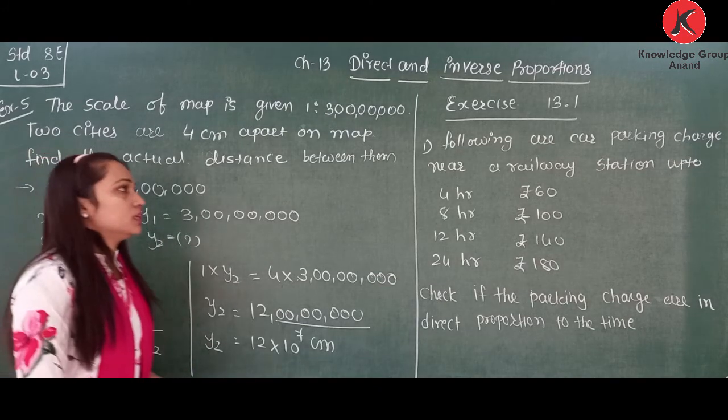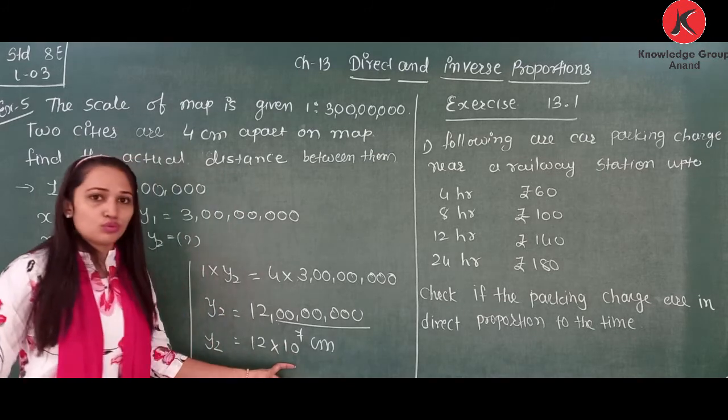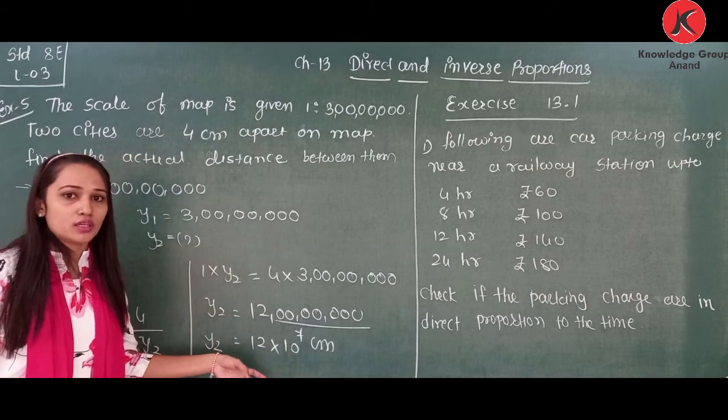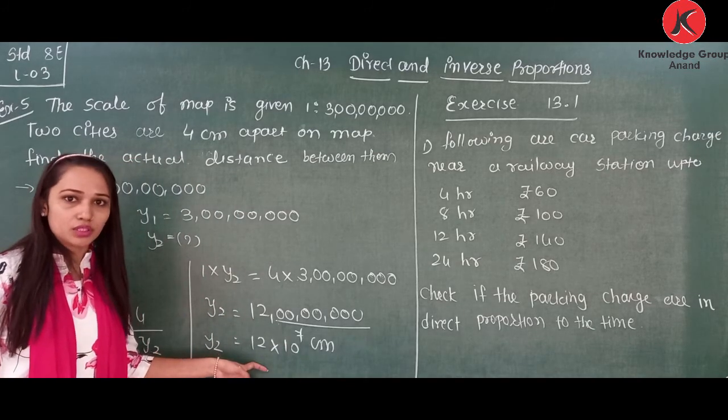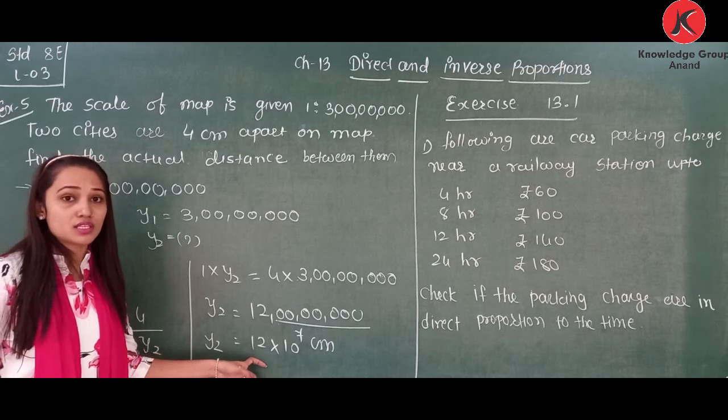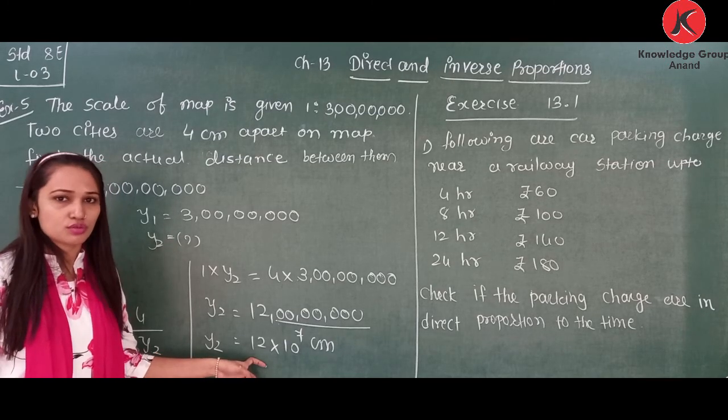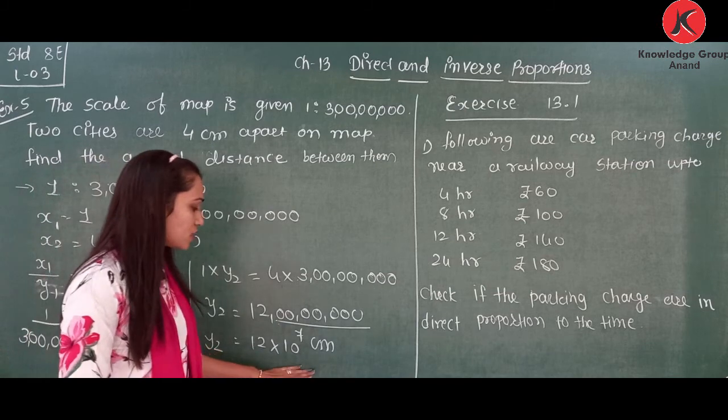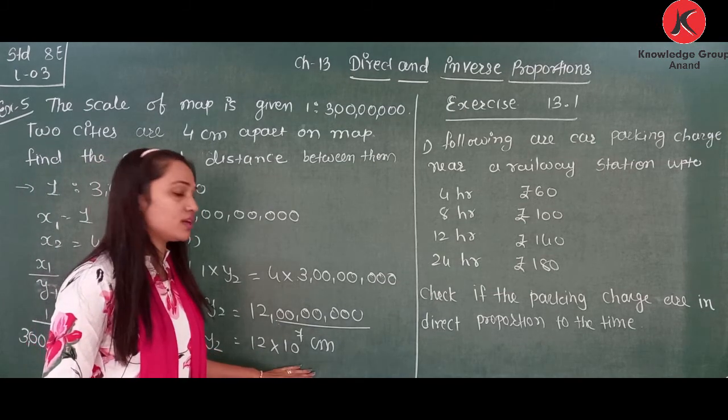Clear? Now next, you can also convert this into kilometers. 1 kilometer is equal to 100000 centimeters. So you can convert it as 1200 kilometers. Then it is also correct. Or you can leave the answer as 12 multiplied by 10 raised to 7 centimeter.